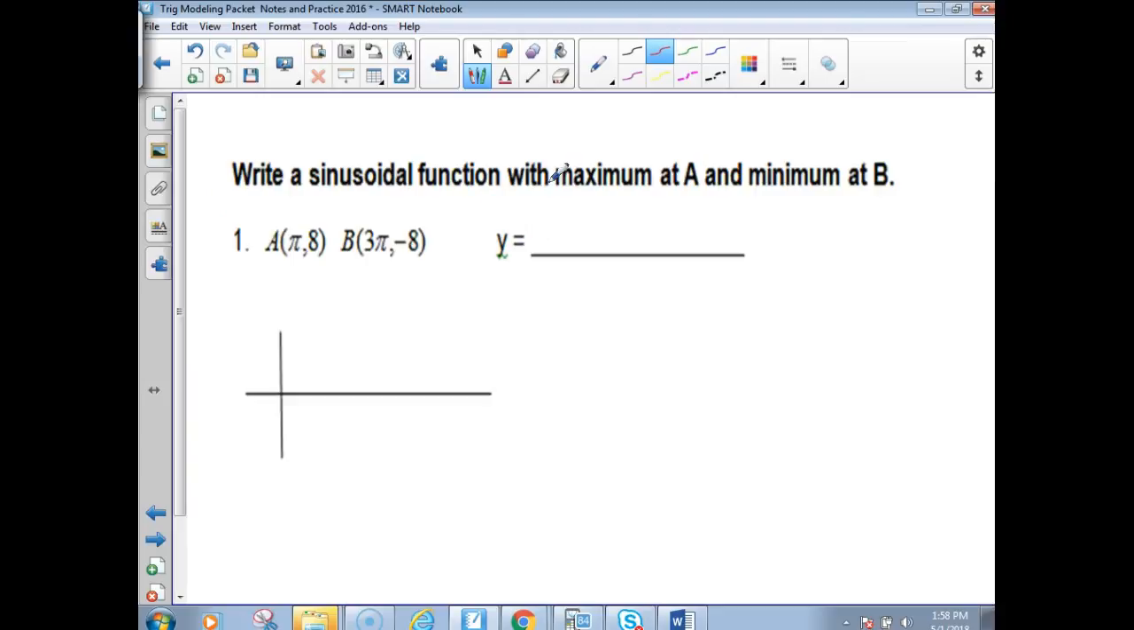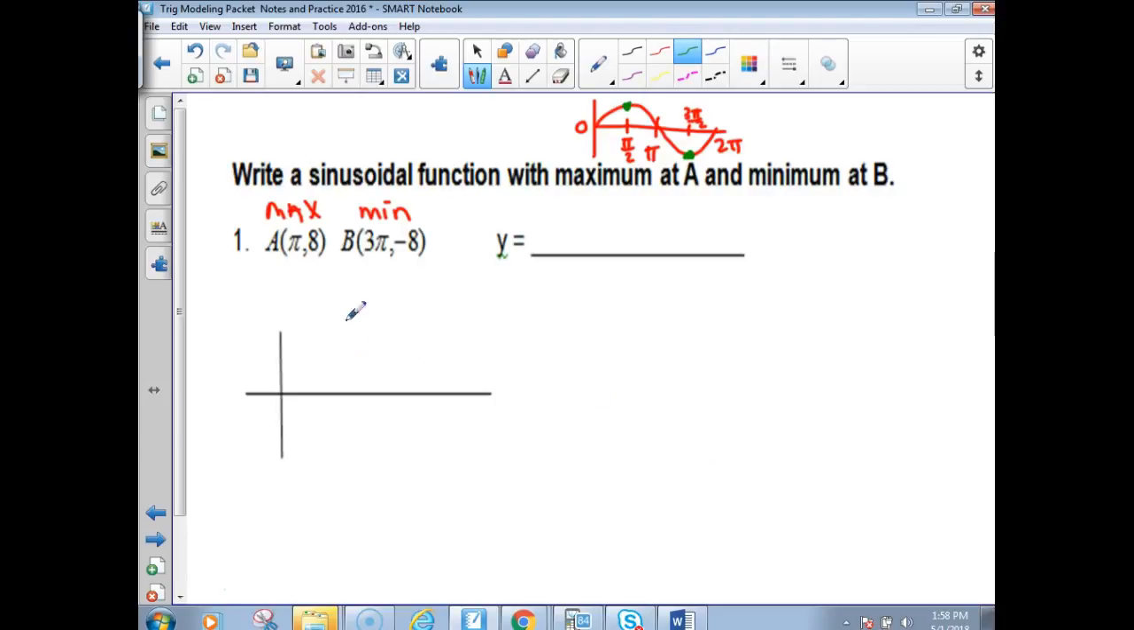It says write a sinusoidal function with a maximum at A and a minimum at B. So A is your max, B is your min. What does a sinusoidal function look like? Well, let's get a clue about what we're looking at here just by remembering a sine wave looks like this. The normal period was 2 pi. This was 0, and what's in the middle was pi. And then this was pi over 2, and this was 3 pi over 2. Okay, so the max was here, and the min is here. That makes sense, I hope.